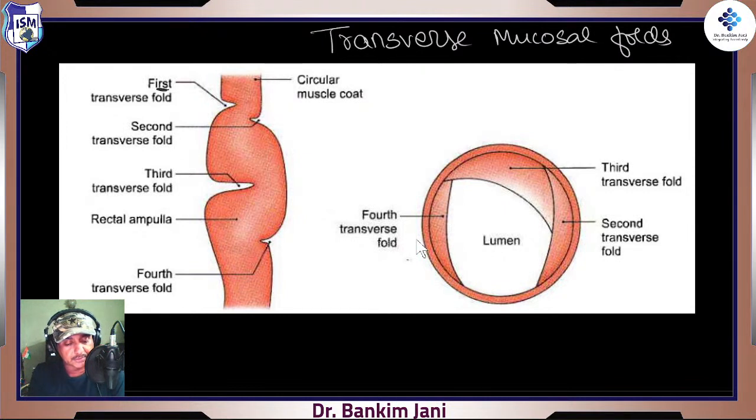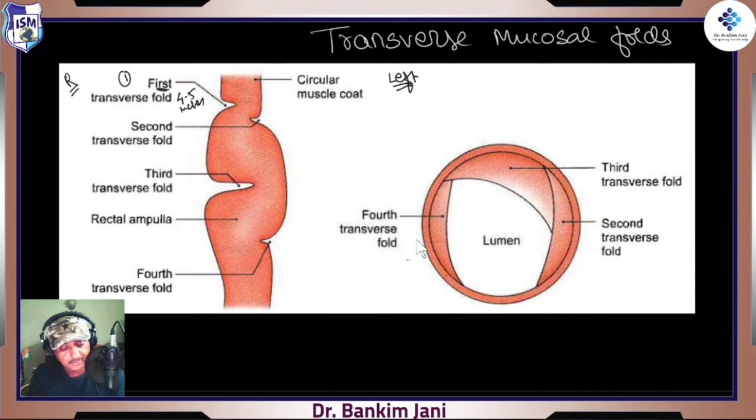This is the first transverse fold. Because they are permanent, they give all this appearance. This first one is obviously on the right side. This is the right side, this is the left side. So that one is the first transverse fold, about 4 to 5 inches from the anal canal. That's the level.